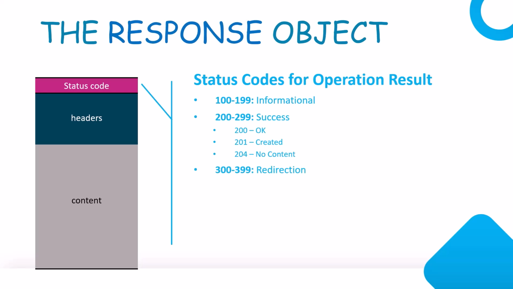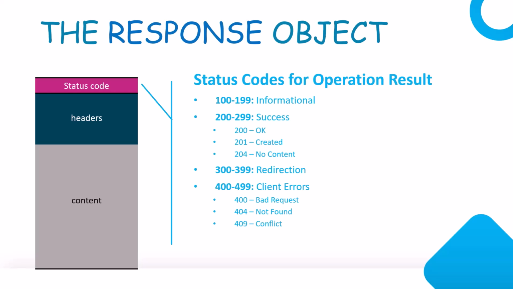Next bracket is 300 to 399, which are typically used when there is redirection involved. After that, we have 400 to 499, which relates to client errors. What I mean by client error is that there is an error in the request that was sent. You may not have included a query string or some part of the URI does not exist. The famous one that you would have seen on websites is 404, which represents not found.